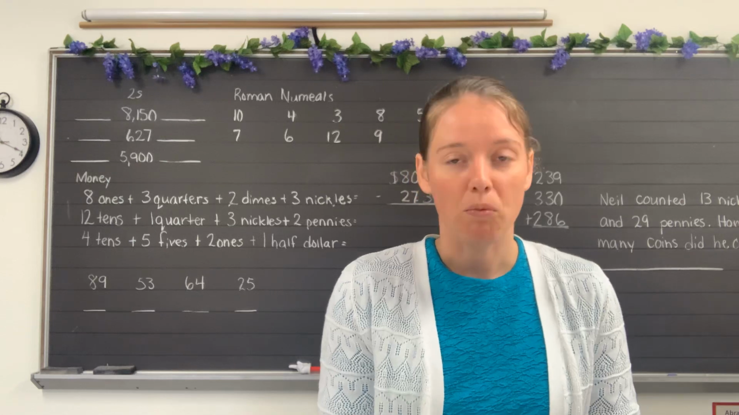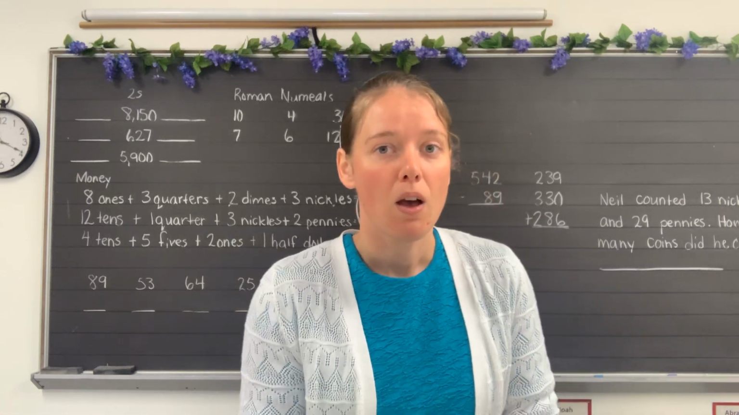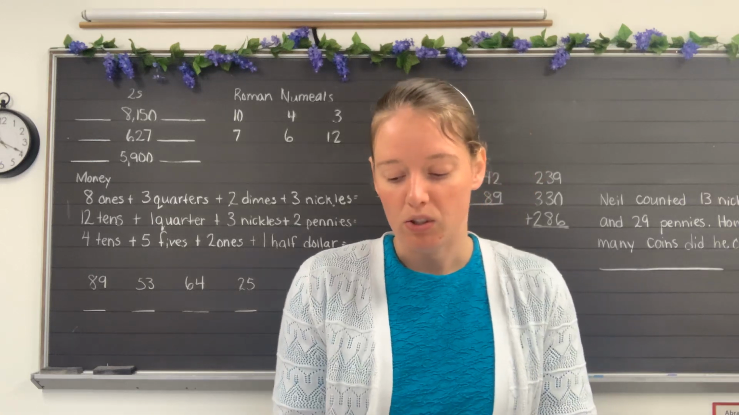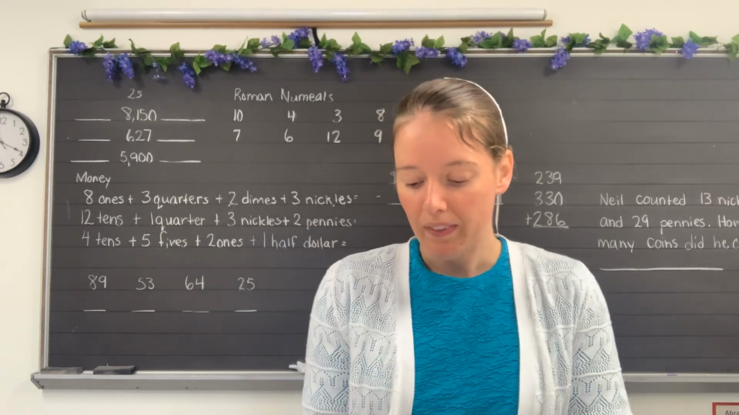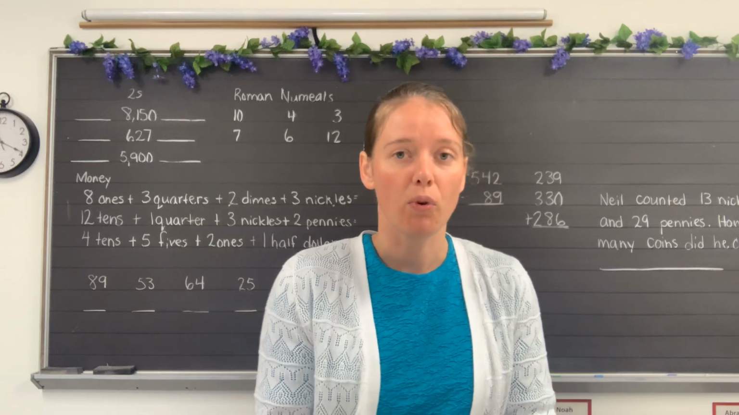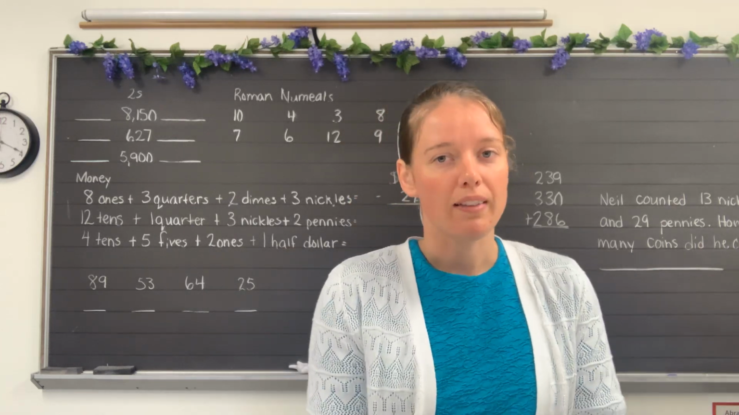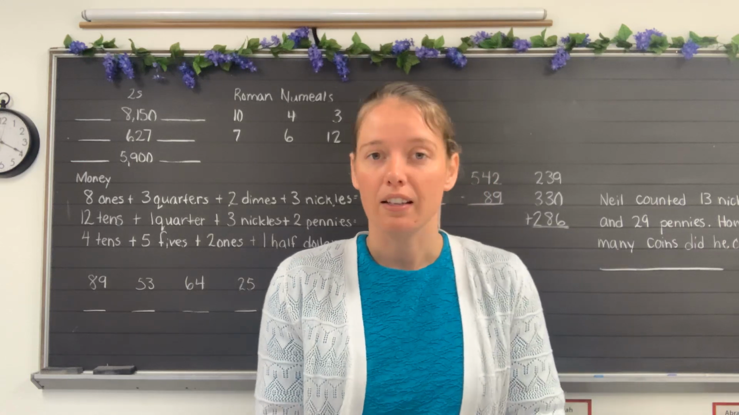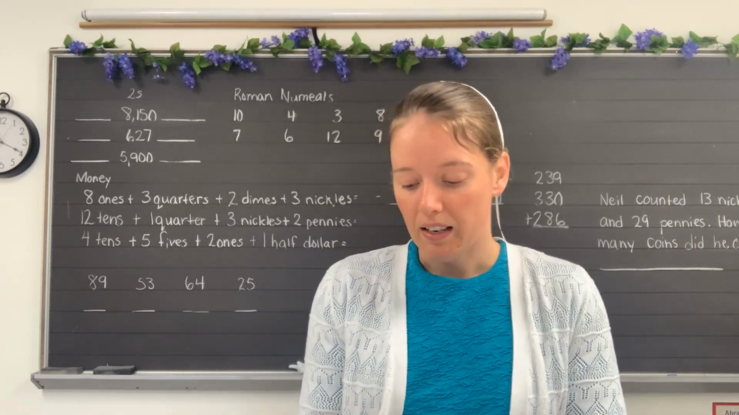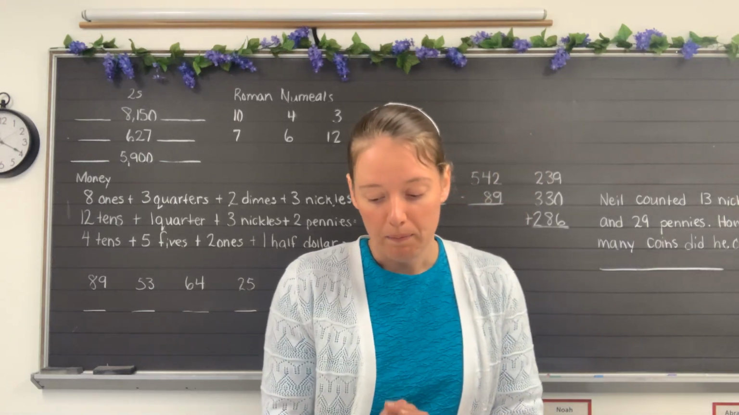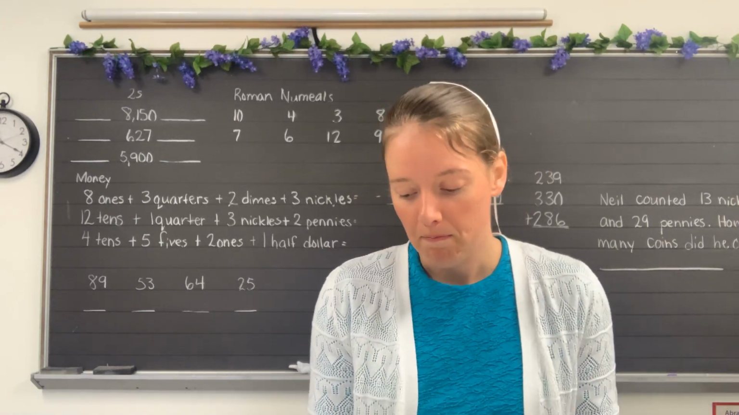So starting at 1,000, going by hundreds. 1,000, 1,100, 1,200, 1,300, 1,400, 1,500, 1,600, 1,700, 1,800, 1,900, 2,000. Okay, so that's going by 100s.